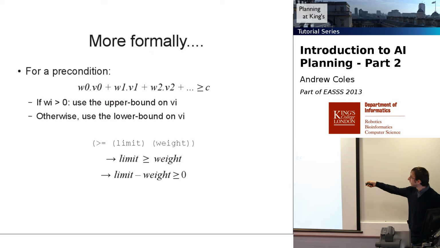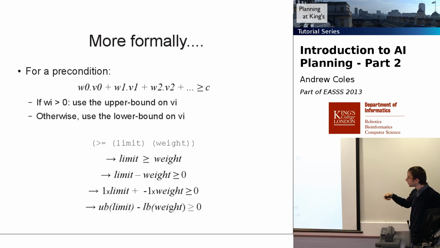We can rewrite that in linear normal form by pushing all the variables over to the left-hand side. So we end up with limit minus weight is greater than or equal to 0, so 0 is our constant in this case. We can rewrite that again, we've still not changed anything. It's saying 1 times limit plus minus 1 times weight is greater than or equal to 0. And now we can use our rule here. So if the weight is positive, we use the upper bound. Otherwise, we're going to use the lower bound. So what I said informally on the previous slide was you would use the upper bound on limit and you would use the lower bound on weight. Well, that's exactly what we get more formally.